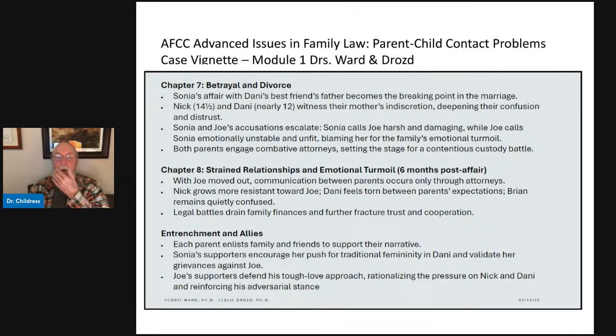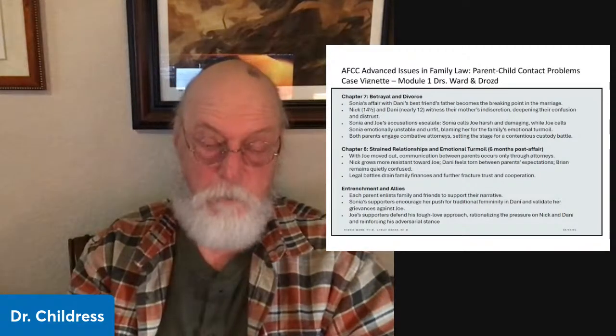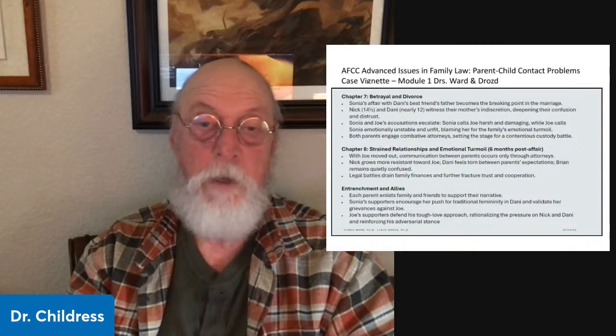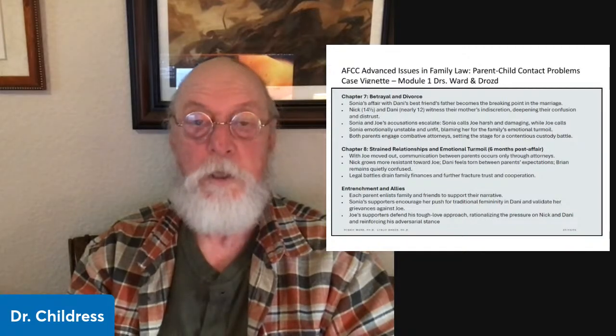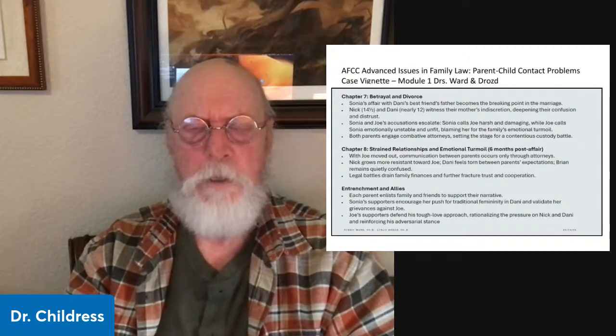Each parent enlists family members to support their narrative. Sonia's supporters encourage her to push for traditional femininity in Danny and validate her grievances against Joe. Joe's supporters defend his tough love approach, rationalizing the pressure on Nick and Danny and reinforcing his adversarial stance. So I would offer that whoever constructed this vignette is biased in favor of the mother. They are minimizing the extent of the mother's pathology and appear to be over-pathologizing the father in their presentation.